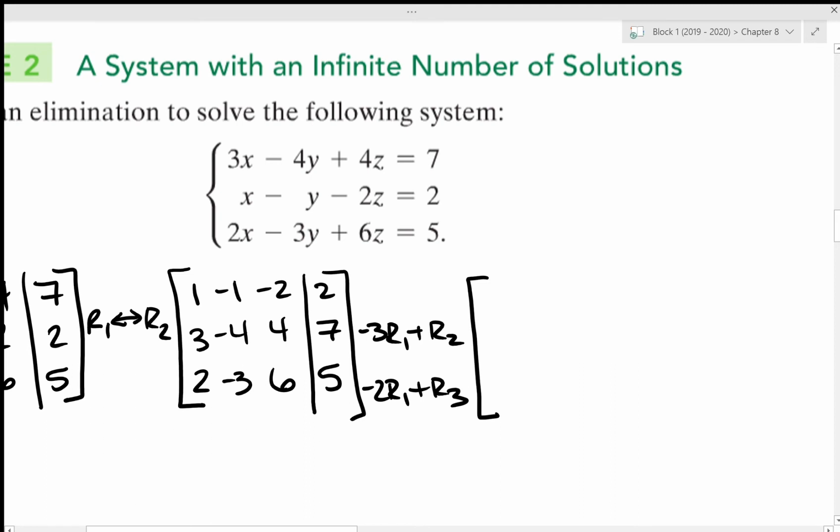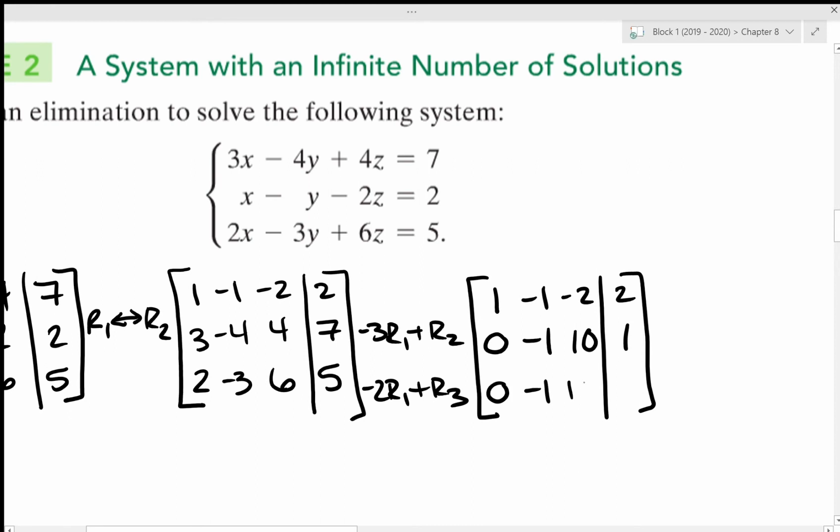When I do that, I am going to get the first row to be the same. I'm going to get a 0 here. I'll get 3 minus, so -1, 10, and then 1. And then you'll notice in the other row we get the same exact thing. Notice how rows 2 and 3 are completely identical. That shows you that this is going to be one of those infinitely many solutions kind of answers.